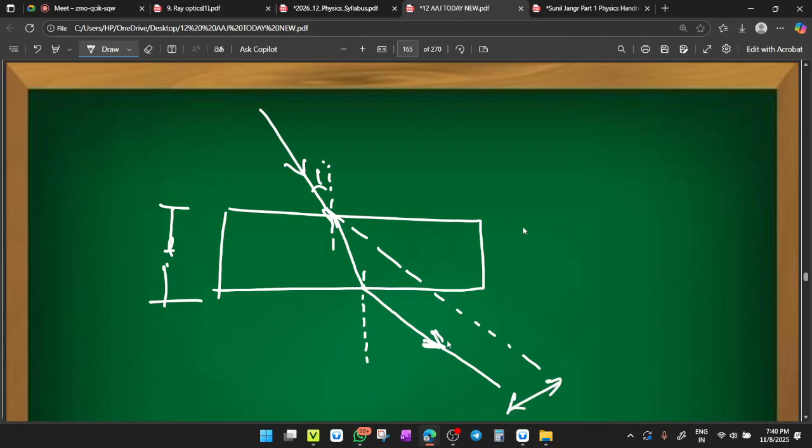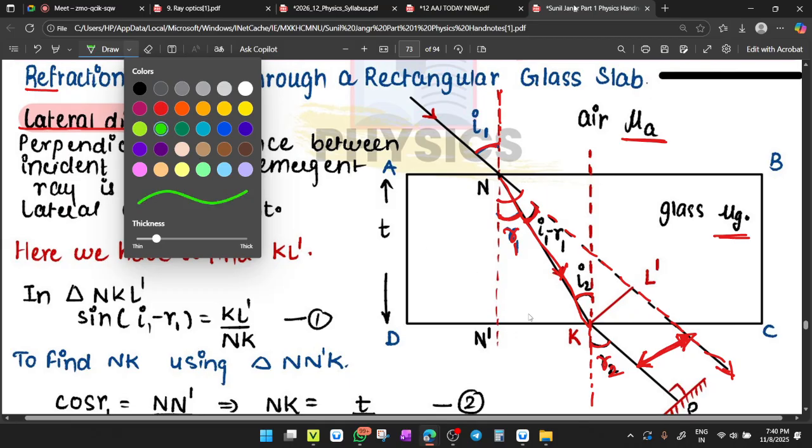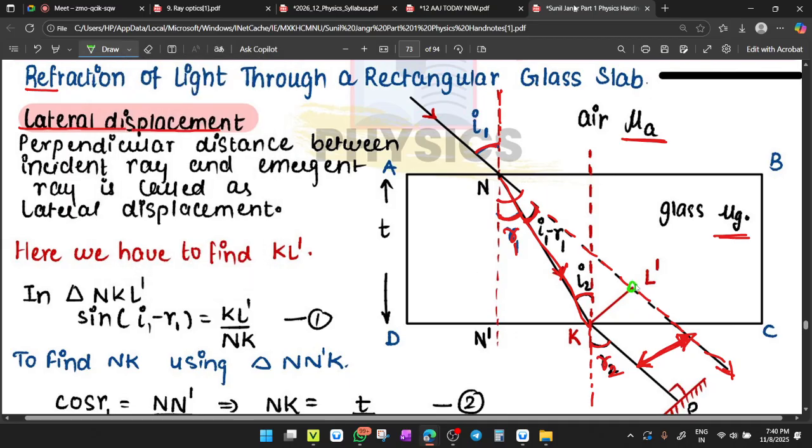And what happened actually, you have got a slight displacement between the original ray and the emergent ray. This displacement is called what? Lateral displacement. Okay. So you have to find this lateral displacement. So what is lateral displacement? The perpendicular distance between the incident ray and the emergent ray. So the perpendicular distance, the green one. This is your incident ray and this is the emergent ray. So this distance is called lateral displacement.